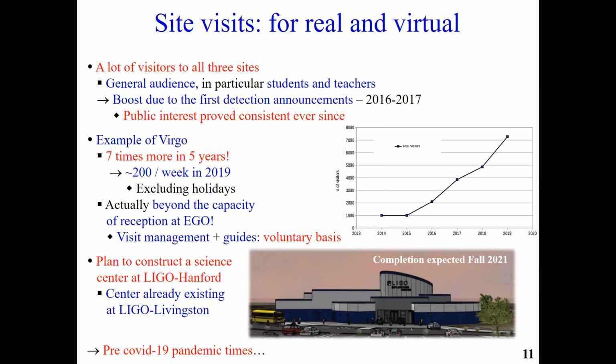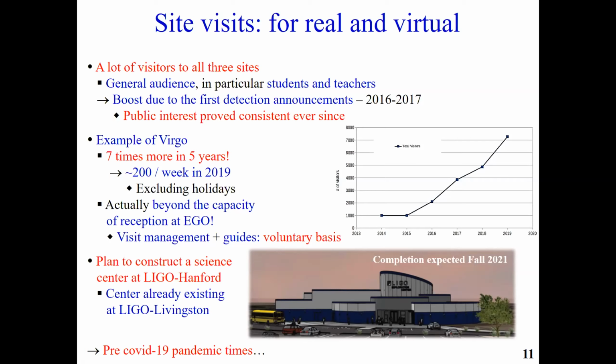And basically, the curve has been steadily increasing since then, as you can see on the chart on the right part of the slide. This is the example for Virgo. You have basically 7 times more visitors in 5 years. So if you count by week, excluding the holidays, it's about 200 people per week steadily.